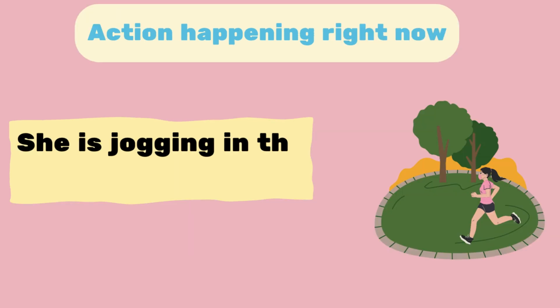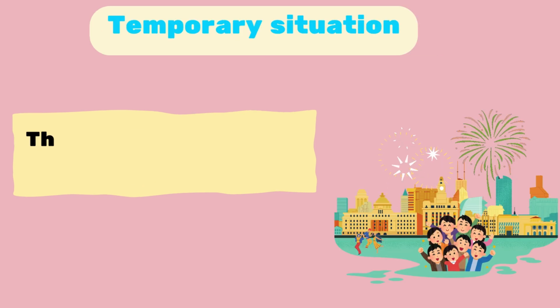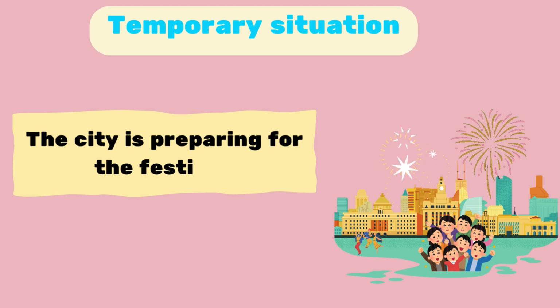She is jogging in the park. Notice how we use is jogging to describe an action happening right now. The city is preparing for the festival. This sentence uses the present continuous tense to describe a temporary situation.